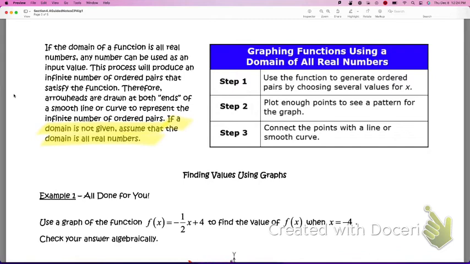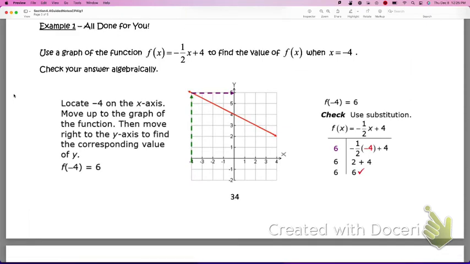So how do we do it? Well, we use the function to generate some ordered pairs, just like we did, plot the points, and then connect the points with the line. So example 1's done for us. Here's our function: f of x is equal to negative 1/2 x plus 4. They plotted some values, put them on here, and graphed it.